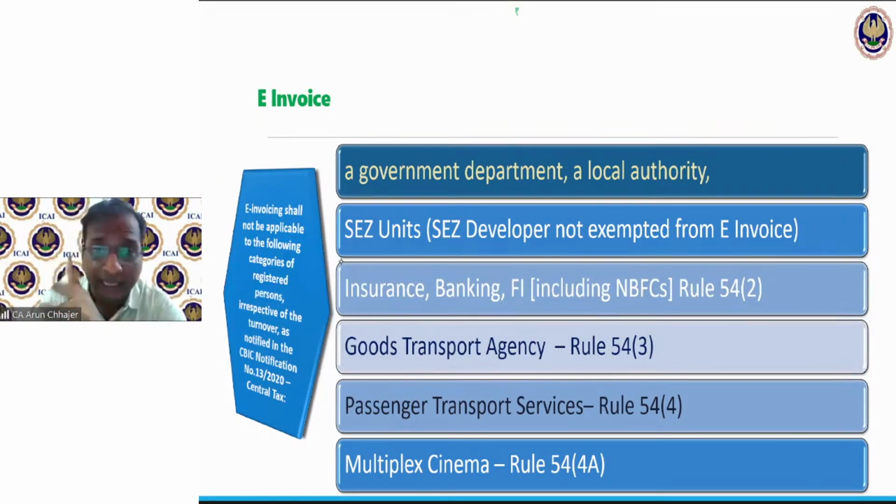Correct. Then in case of B2C, other than export, it is not required, because we know that B2B plus export, it is required. So if my supply is made to a B2C customer who is located in India, then I can say e-invoicing is not required. All are correct. I think you have touched upon everything. Very nice.